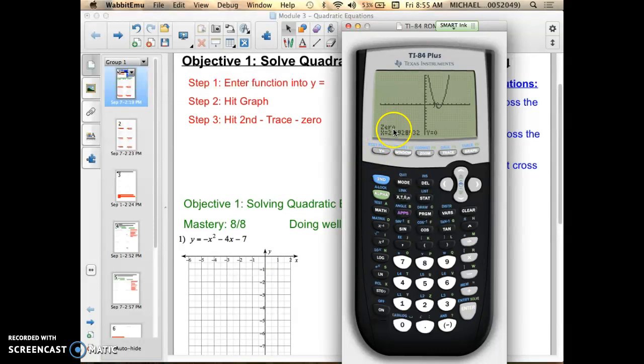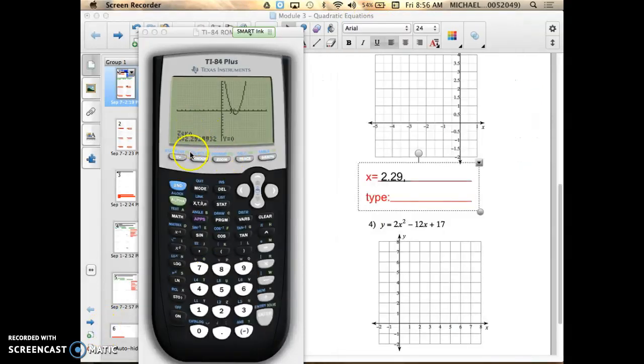This 0, if you notice, is irrational, meaning that the decimal goes on forever. So the first root is an irrational 2.2928932. I'm going to round to the 100th place, so 2 decimal places. Put 2.29 as my first solution in X. Now I'm going to find the other one.